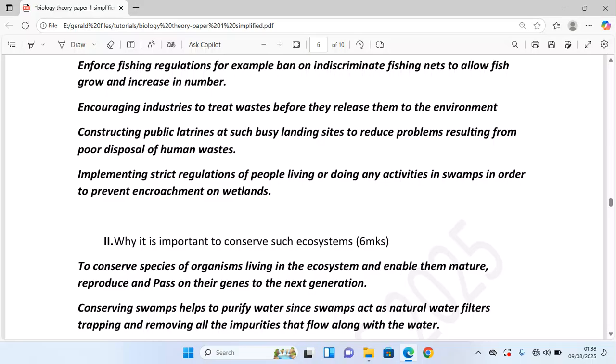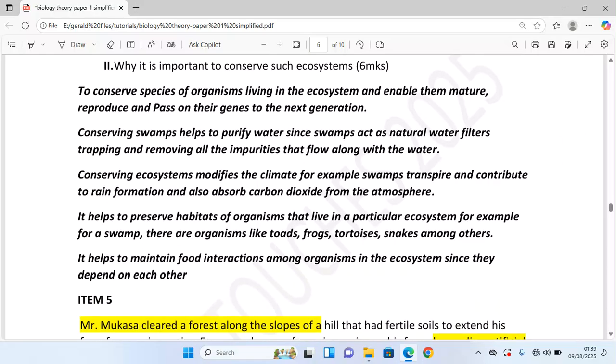Encouraging industries to treat wastes before they release them to the environment. Another one, constructing public latrines at such busy landing sites to reduce problems resulting from poor disposal of human wastes. Then implementing strict regulations on people living or doing any activities in swamps in order to prevent encroaching on the wetlands.